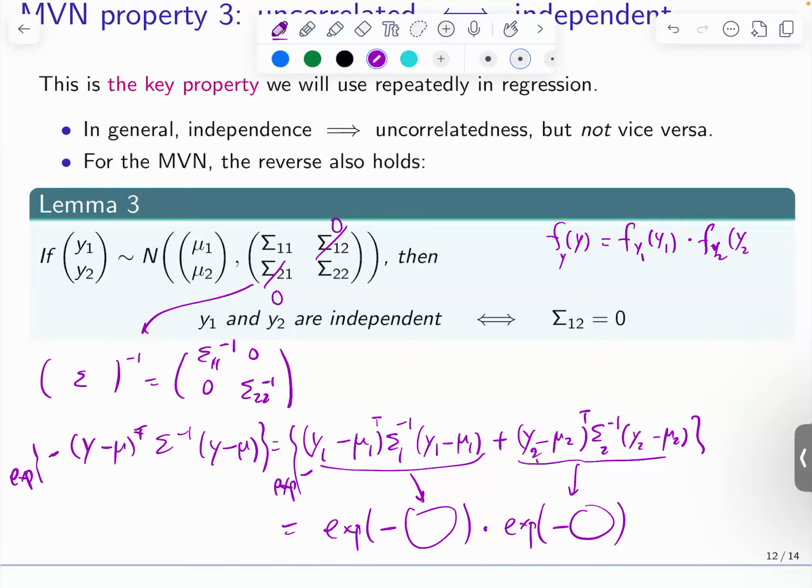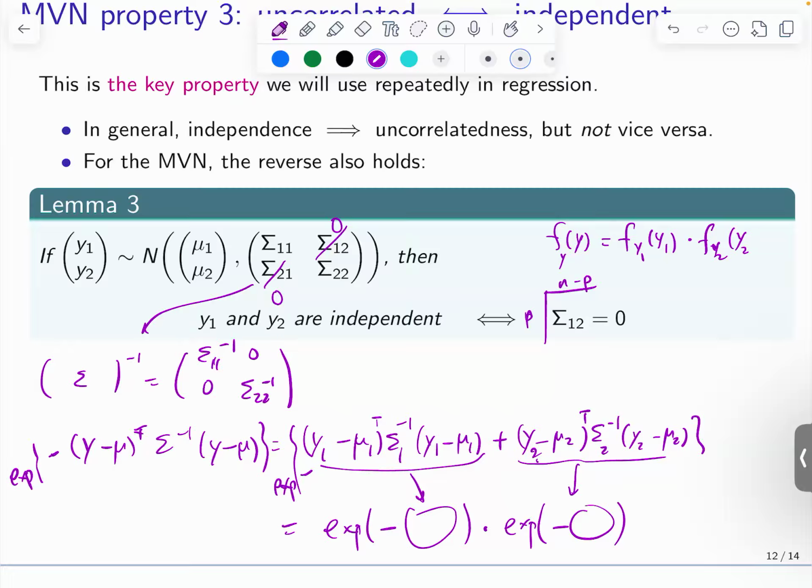Sigma 1,2 being 0 means the two blocks are not necessarily scalars. This could be p dimensional, this could be n minus p dimensional, and this would be p by n minus p. So every coordinate of y1 is uncorrelated with every coordinate of y2. It happens that if that happens in the Gaussian distribution, then the pieces are independent. This is very important to us.